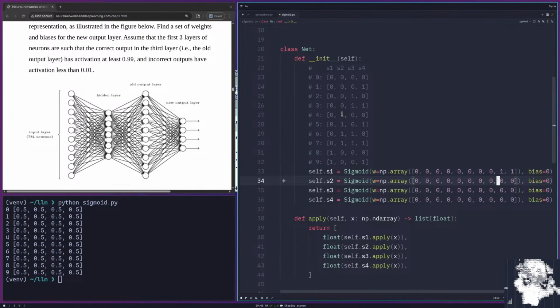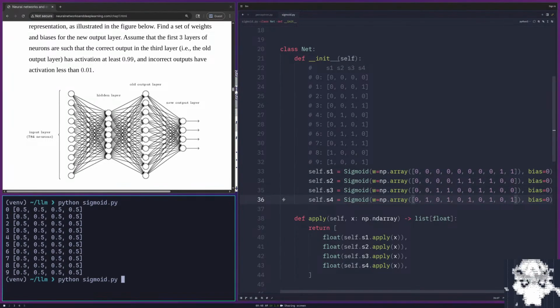S2 should be 1 when my input is a 4, 5, 6, or 7. 0, 1, 2, 3, 4, 5, 6, or 7. S3 should be 1 when the input is 2, 3, or 6, 7. And S4 should be 1 when the input is 1, 3, 5, 7, or 9. So let's just see what that does without tuning the weights.